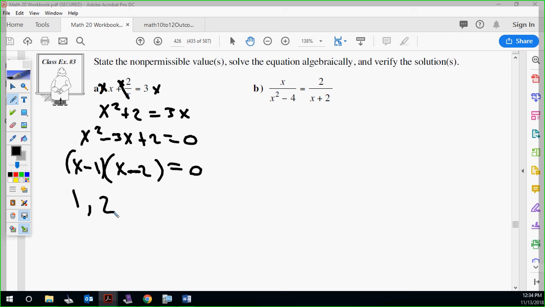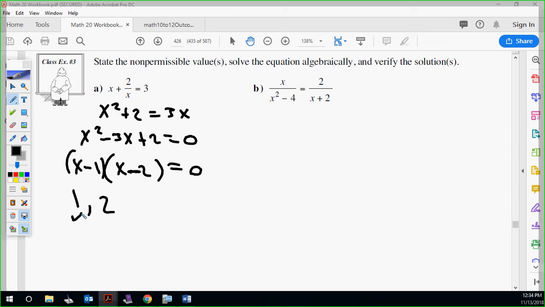Plug it back in and just make sure they work. So let me erase this up top here so we can kind of see. So I plug this in, we can just kind of do it out loud. You can write it out if you want, but if I plug the 1 in, 1 plus 2 over 1 is what? 2. 1 plus 2 is 3, so 1 works.